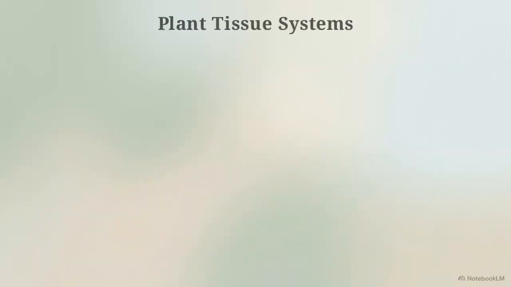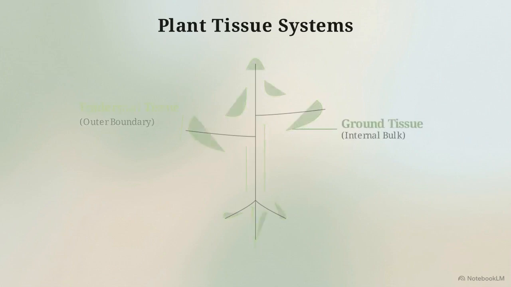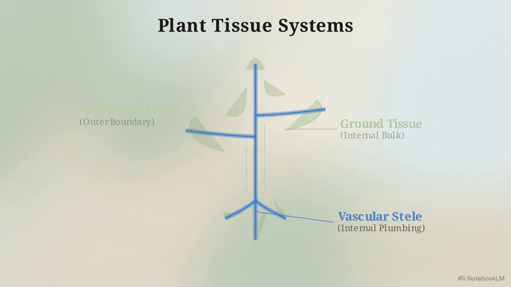Mastering the relationship between these 3 tissue systems, from the protective epidermis down to the central stele, provides a fundamental framework for navigating the internal organization of flowering plants.